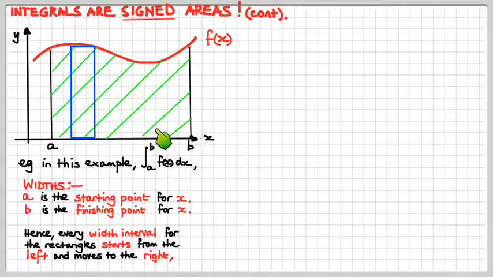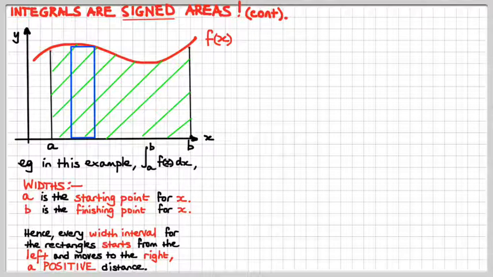So does every rectangle have the same sequence of starting here, finishing here? So they move from the left to the right, which is a positive distance. If you think of it on a number line, it would be a positive distance. For example, think of any number line. If you moved from, say, 2 to 5, then the distance that you move in a directed line sense is 5 minus 2, which is plus 3.